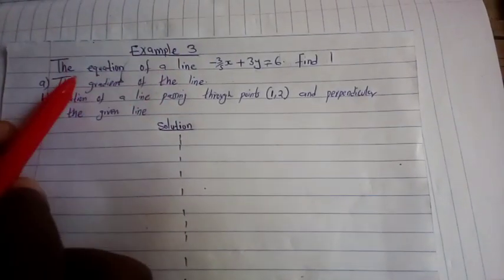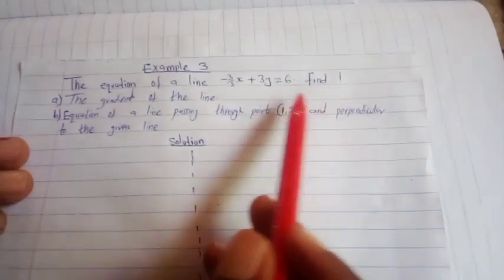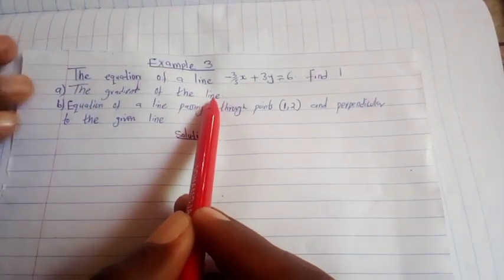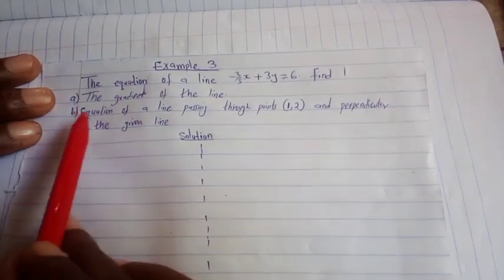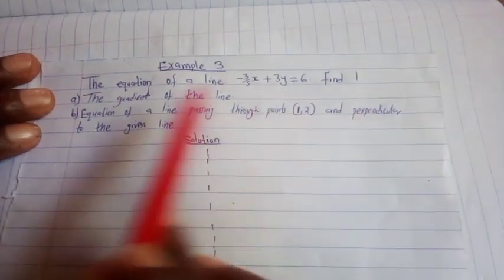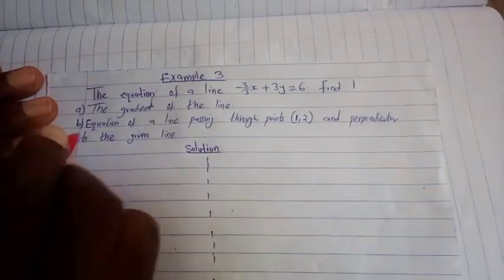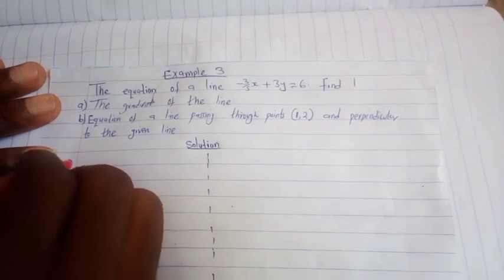Example 3. The equation of a line is this one here. Find the gradient of the line, that is part A of the question. Then part B, the equation of a line passing through the point 1, 2 and perpendicular to the given line. What it means is perpendicular to this line here. So we can start with part A of the solution.